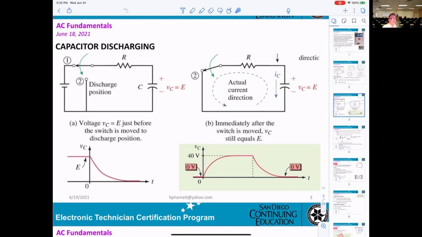This is exactly like your car battery. If you turn on the headlight and forget to turn it off, the next day your battery will be empty. So it keeps discharging until it gets to zero. This part is the charging and this part is the discharging. That's a very simple thing. The capacitor can be charged or it can be discharged.